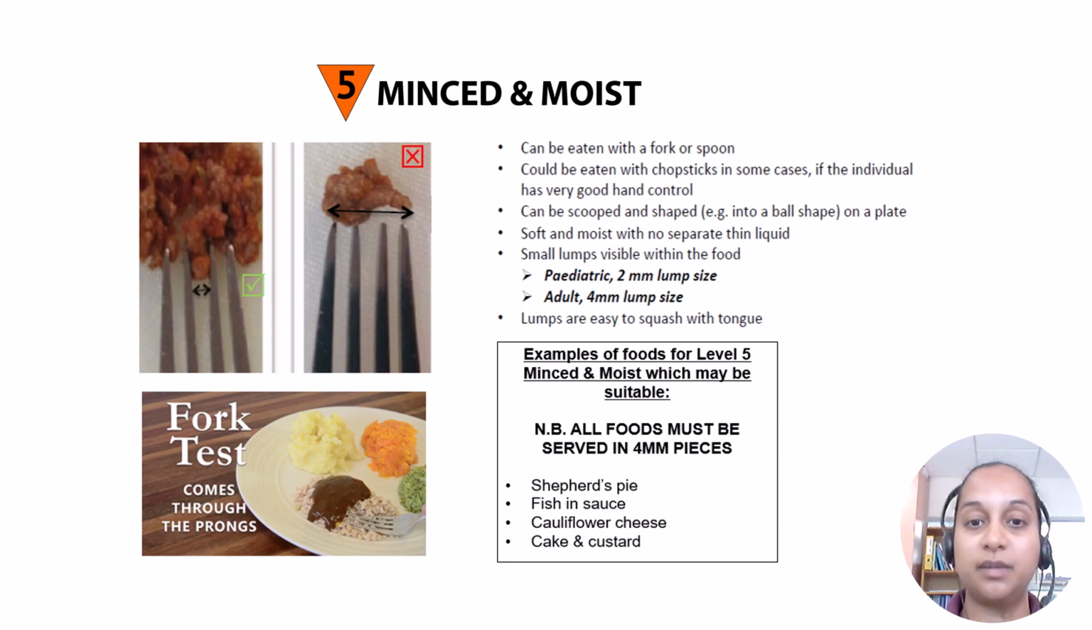Level 5 minced and moist diet has a bit more texture than level 4 puree. The food particles should still be very small and should be able to fit between the prongs of a fork. It should still be very easy to chew and to swallow.